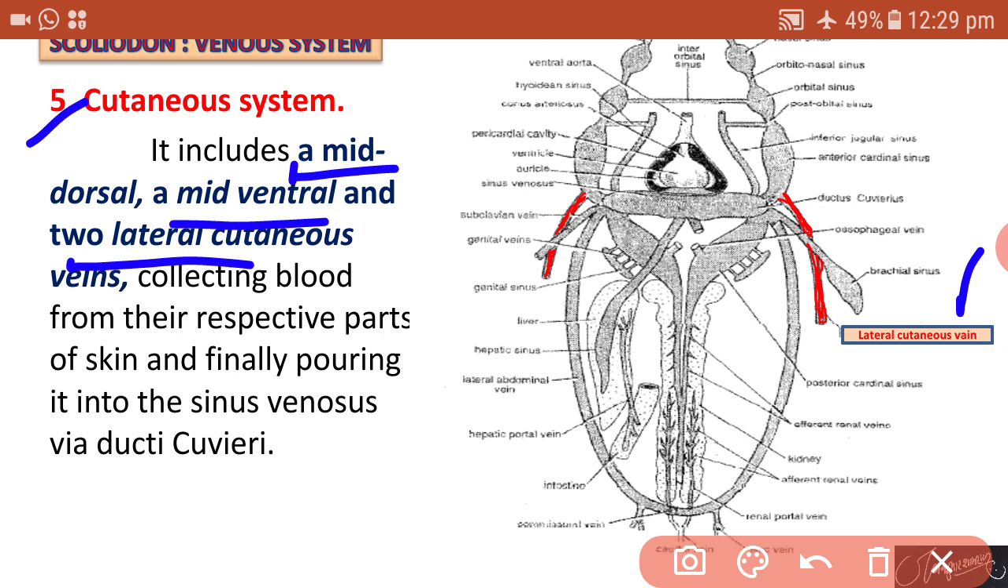This is all about the venous system of the Scoliodon.